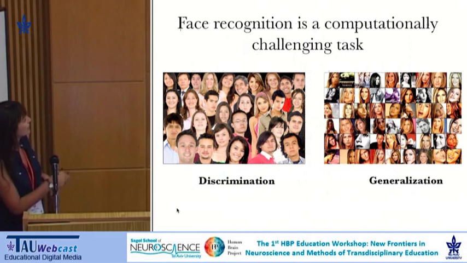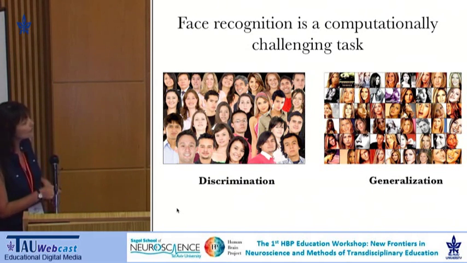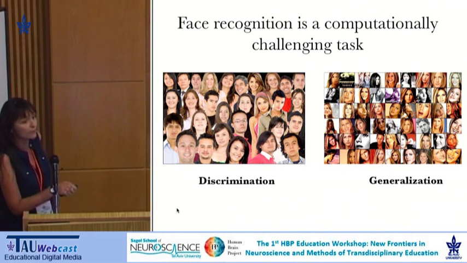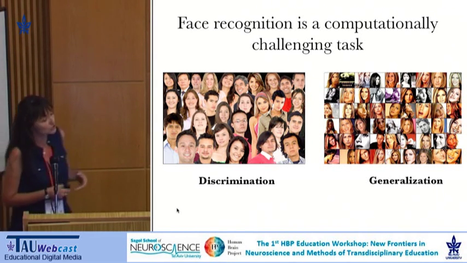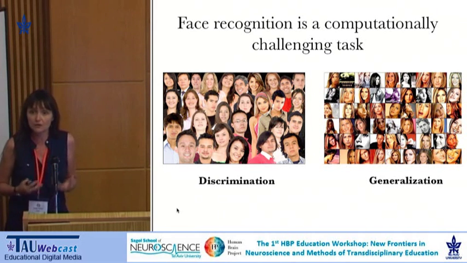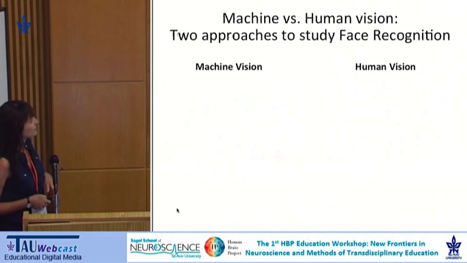So on one hand, we ask the system to discriminate among many faces. On the other hand, it needs to generalize across different images that are actually very different from one another, maybe more different than two images of two different people. Okay, so this is the main challenge, both for the psychologists trying to understand how the brain is doing it, and for the computer scientists trying to develop the algorithms.